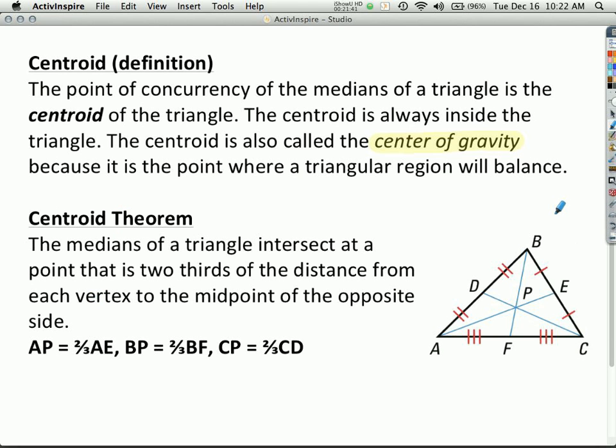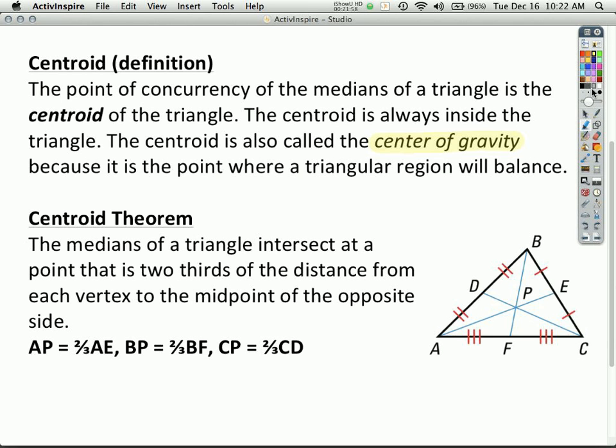And what it says, it doesn't matter what the name of it is, but what it says is that the centroid point will take the median and divide it so that one part of it is 2/3 of the whole median.